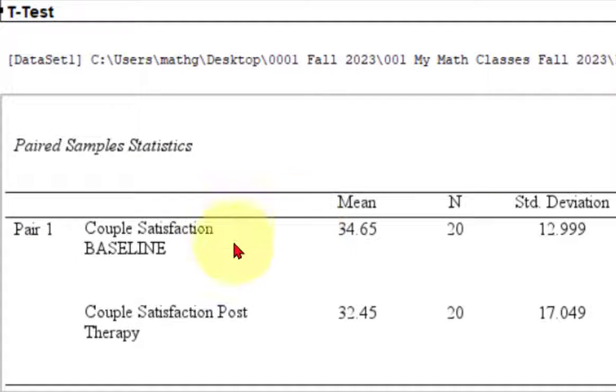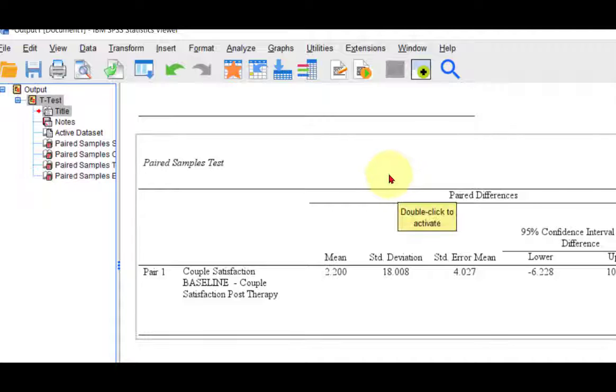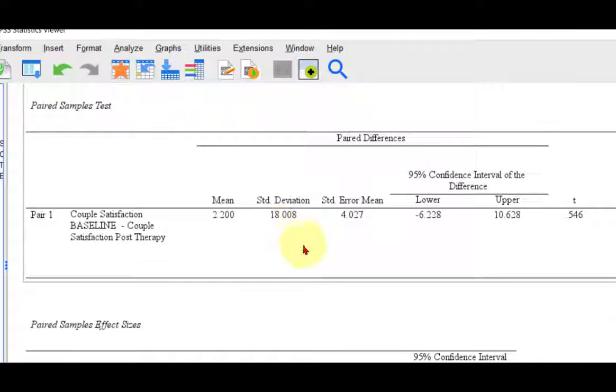And there's the mean of the baseline and the mean of the post. You'll notice that it went down, right? So I don't think we're going to get significance here, or it's going to be backward significance. But okay, here's the correlation. We don't care about the correlation. I'm not putting that in there. And here is the actual t-test. So average, don't care about standard error, confidence interval, and so on.